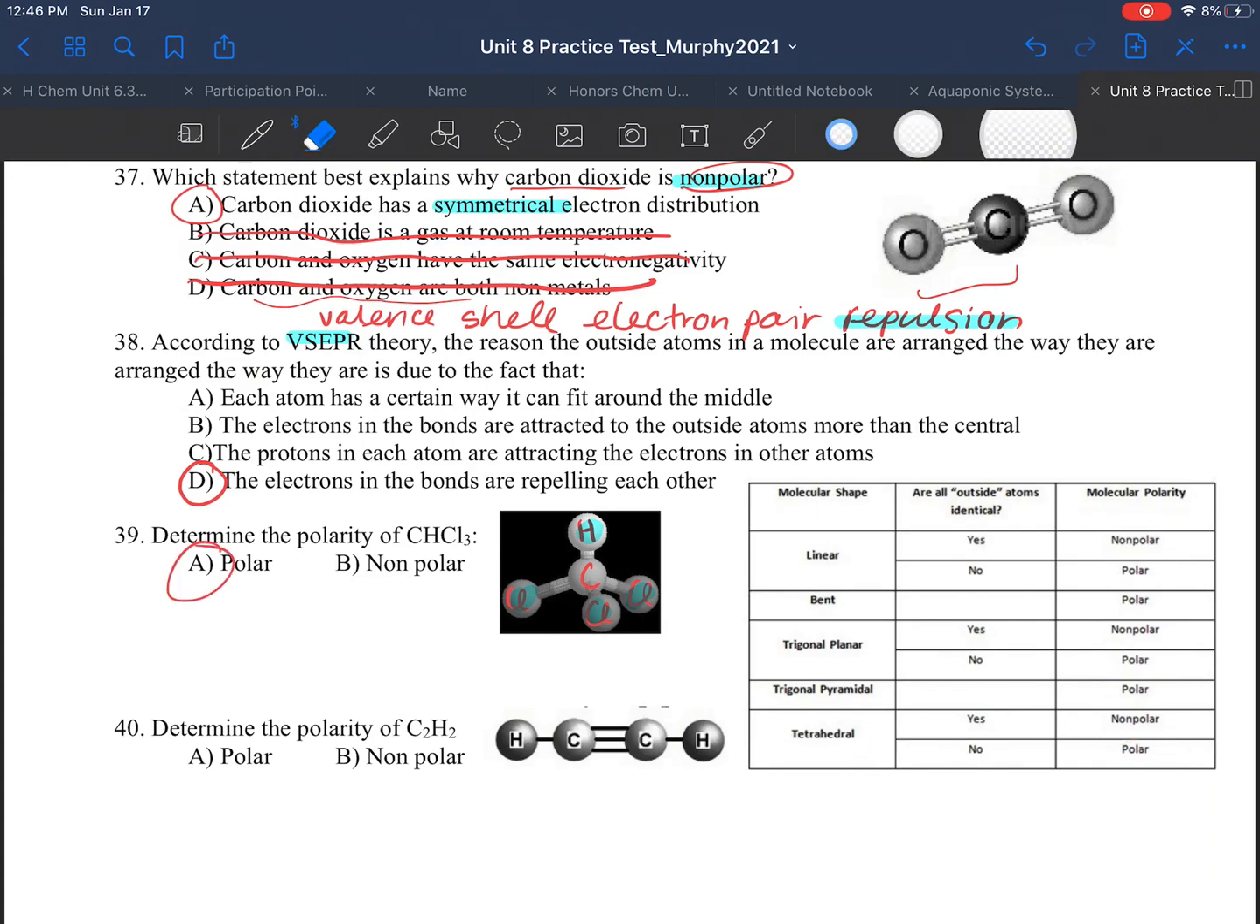And then for the next one here, determining the polarity: C2H2. This is a linear molecule because all of the atoms are in a line. And so it asks, are the outside atoms identical? Yes, both of those hydrogens are identical, so therefore it is nonpolar.